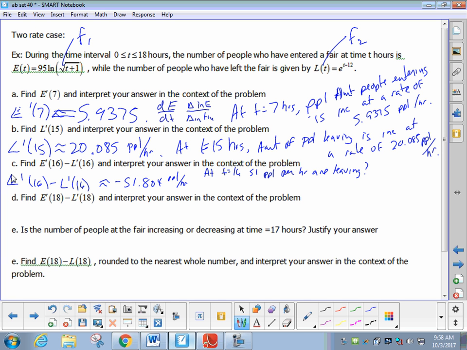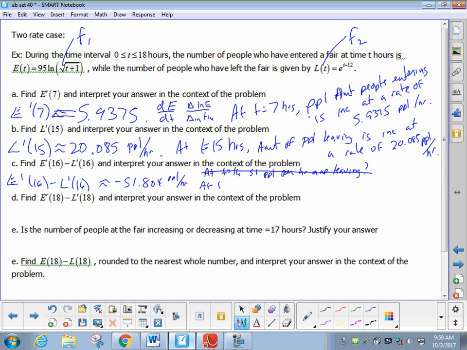Yes or no? Why not? There are different people leaving, but 51 are actually leaving and some are coming in, so you have to do the total number of people. If you said this, wouldn't that be L at 16? We're not talking about L at 16, we're talking about the difference in the rates. It's the difference between the two rates, not that 51 people are leaving.